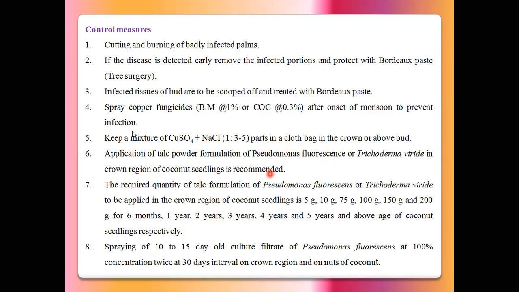Then spraying the coconut leaves, that is using Bordeaux mixture 1% or copper oxychloride 0.3% after the onset of the monsoon. So finally, this prevents the infection.